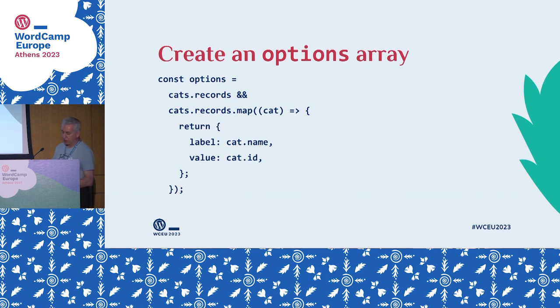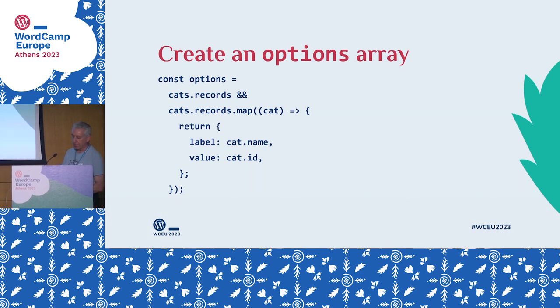Okay, so let's start replacing the array in the select element. So let's create a new constant, options. We're going to check for records, and if there are records, just like we did for the posts, we're going to map over them, and return an object for each of the taxonomies, the category name and the category ID. Again, you can put that anywhere in the edit function above the return.